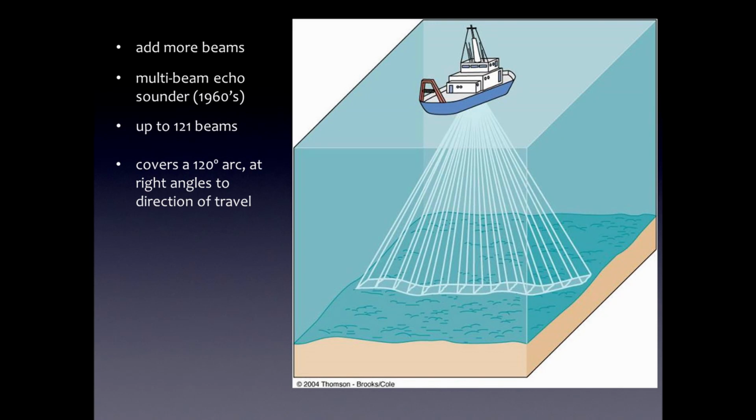How do you solve these problems? Well, basically you add more beams. Instead of just directing one beam down, you direct many beams. In the 1960s, the multi-beam echo sounder was developed, having up to about 121 beams pointing down at the ocean floor, covering an area at a 120-degree arc, at right angles to the direction of travel. This gave you a much more accurate picture of the ocean floor and took away some of those errors that occurred when using just a single beam technique.